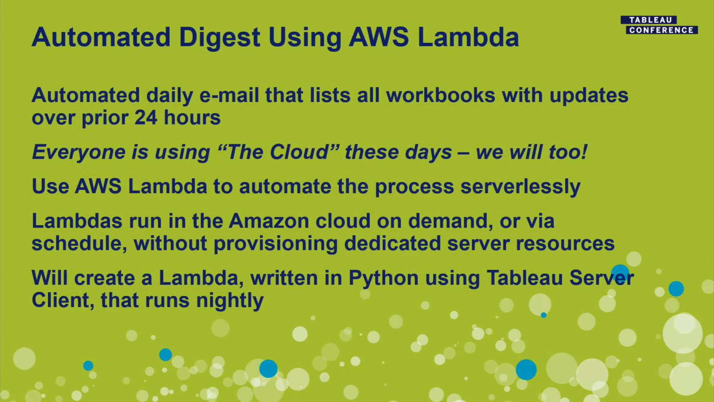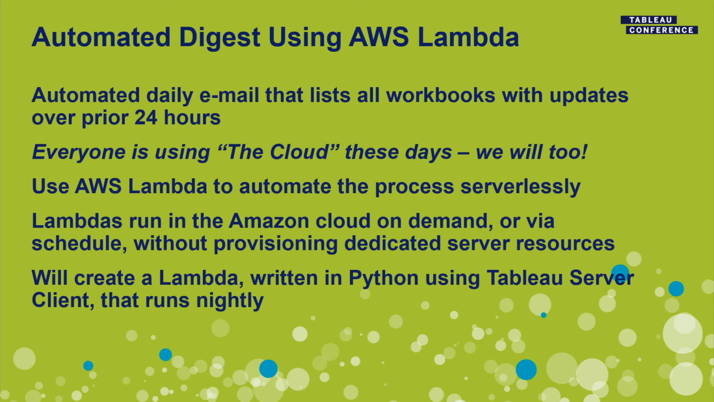So for our next example, we are going to create a daily email that lists all of the workbooks with updates over the prior 24 hours. Now, everybody's using the cloud these days, so we're going to try that as well. We're going to use AWS Lambda to automate this process serverlessly. Lambdas run in the Amazon cloud on demand or via schedule without provisioning dedicated server resources.